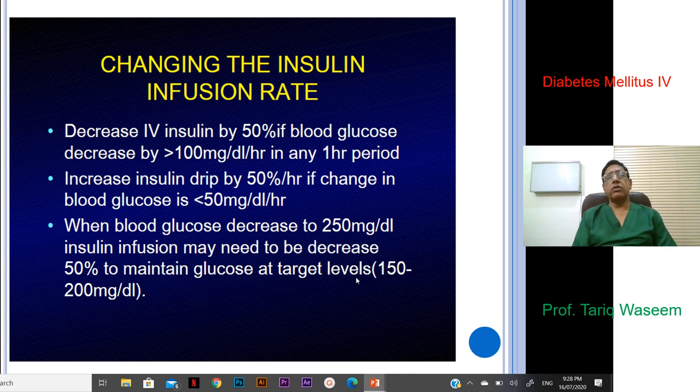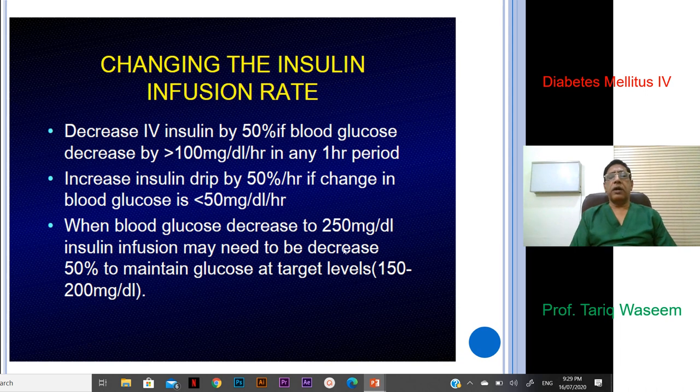Our target was to reduce it by 50 milligram per hour, but if it is falling more rapidly, then you can decrease the insulin infusion rate. If you started in the beginning at 8 units and after two consecutive readings the blood sugar fell by more than 100 milligram in the previous hour, you can reduce it to 4 units. Similarly, you can escalate it as well, because if the desired blood glucose decrease in 1 hour has not been up to 50 or more than 50, then you can increase the infusion rate by 50%, meaning that if you started out with 8 units, you can increase it to around 12 units per hour if the desired blood glucose fall has not taken place.